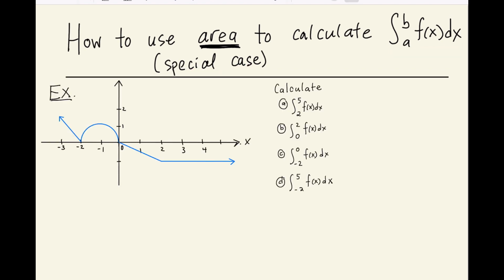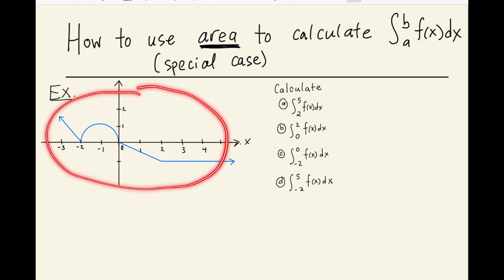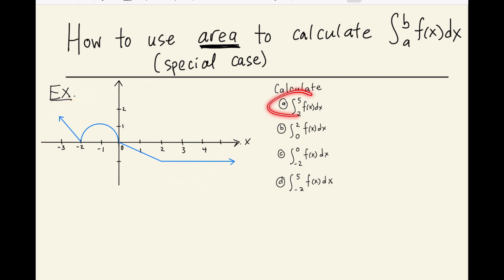So here's my first example. I'm given this graph, and that's all I'm given, just a graph, and I'm asked to calculate these definite integrals. I don't have any formulas, so I'm going to have to use the area. So let's start working on this.